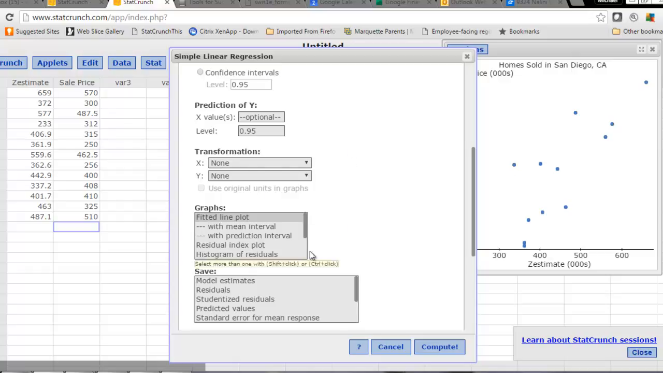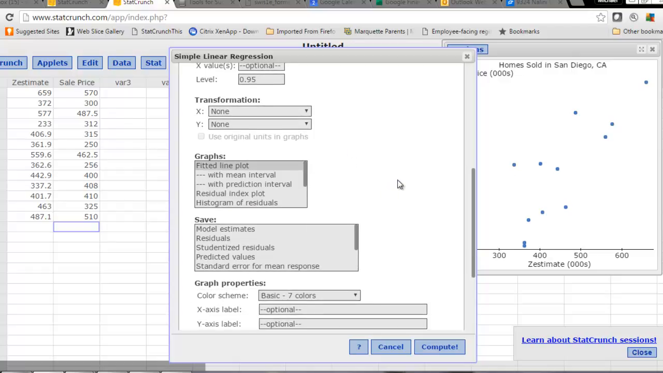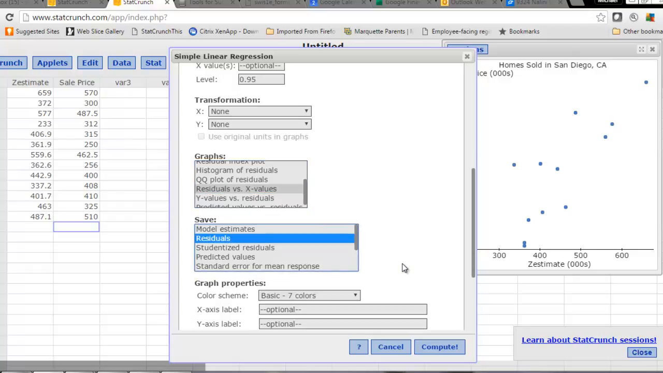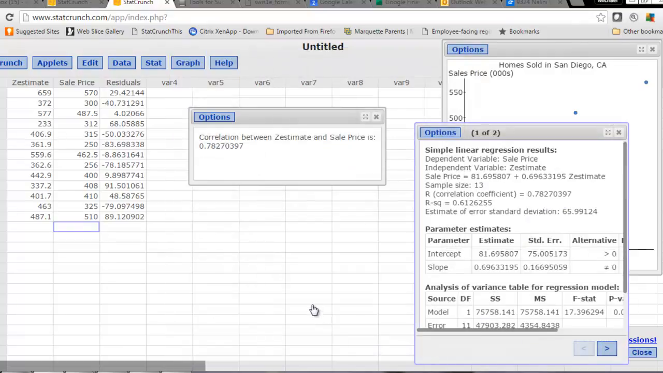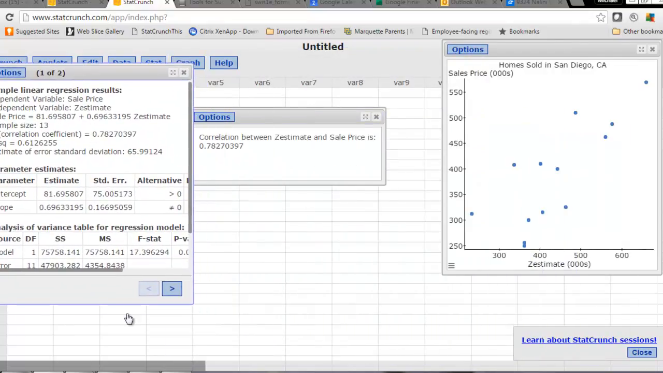Down here, I can do all kinds of further analysis. For example, one graph that you're definitely going to want is the residuals versus the X values. You want your residual plot, because we had to check to see if the residuals are distributed evenly about that line y equals 0, where the residuals are 0. I also want to save my residuals, because I have to check to see if my residuals are normally distributed or not. I click Compute. Okay, and I get all kinds of output.